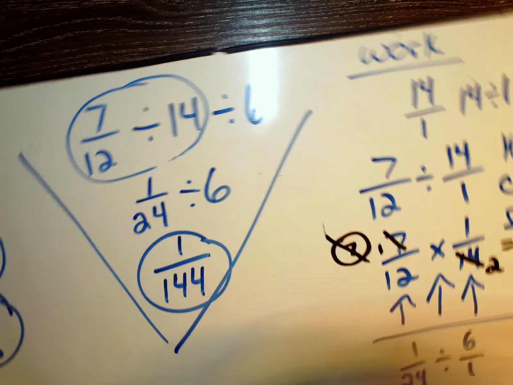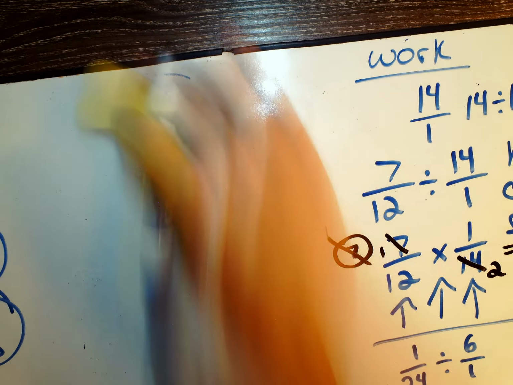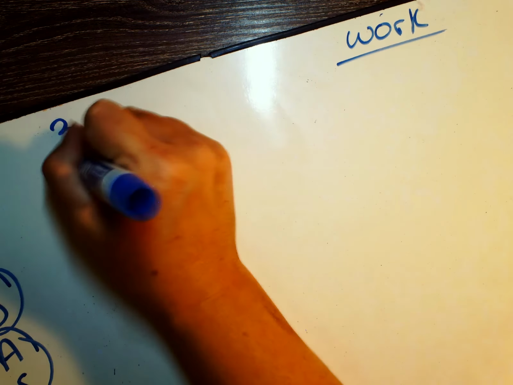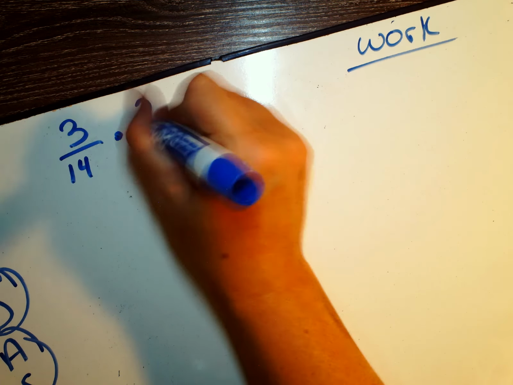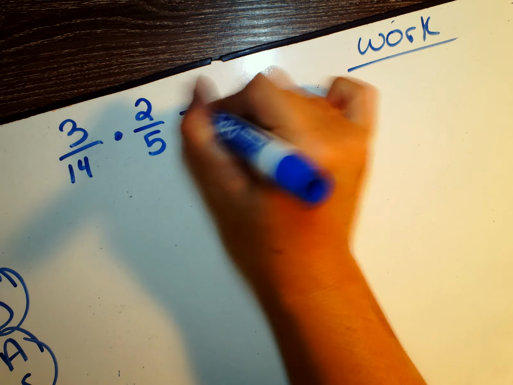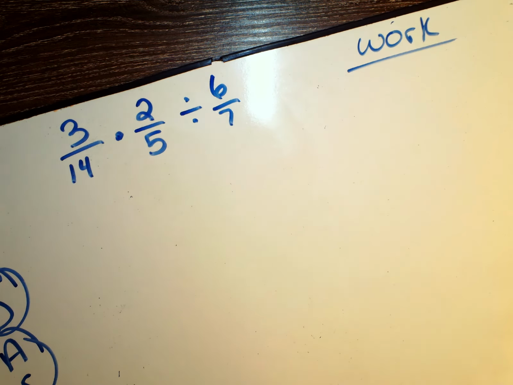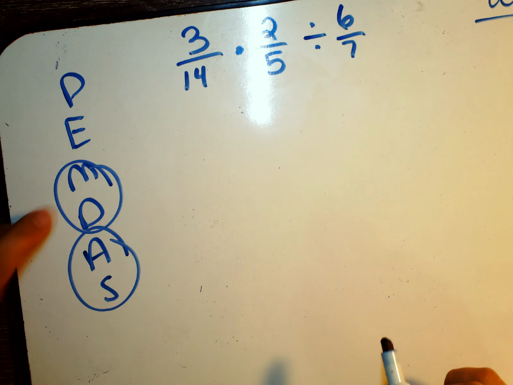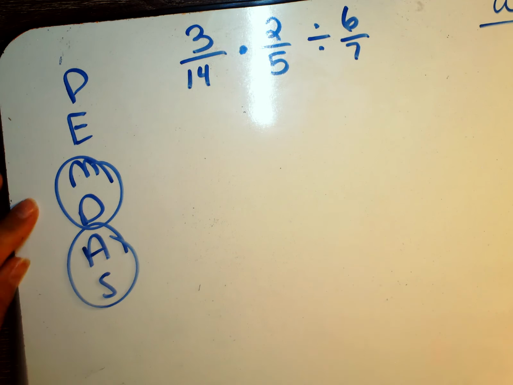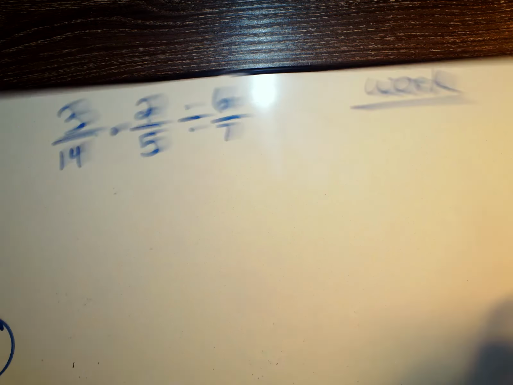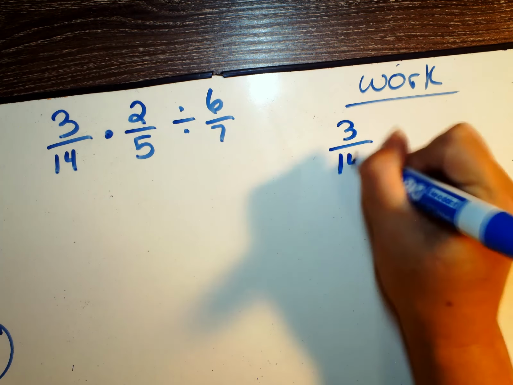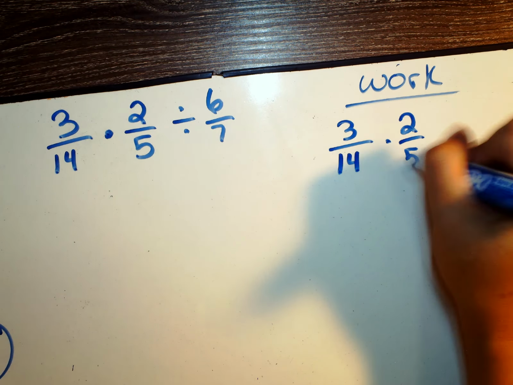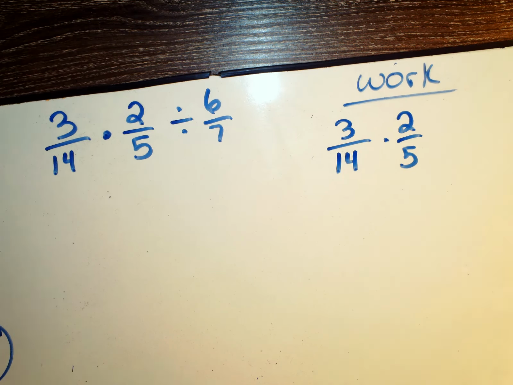Okay, so we're going to do another problem. Erase all our work. Okay, so we're going to do 3/14 times 2/5, and then divided by 6/7. So here again, we have multiplication and division. So if I look at PEMDAS, it's in the same circle. So it's whatever comes first, left to right. So for this, multiplication is coming first. So we're going to do 3/14 times 2/5. So if you're not sure, remember what to do.